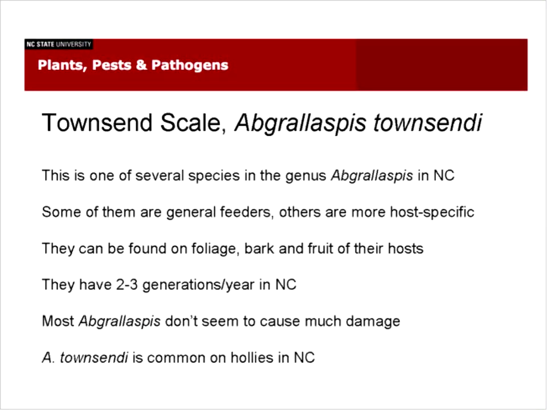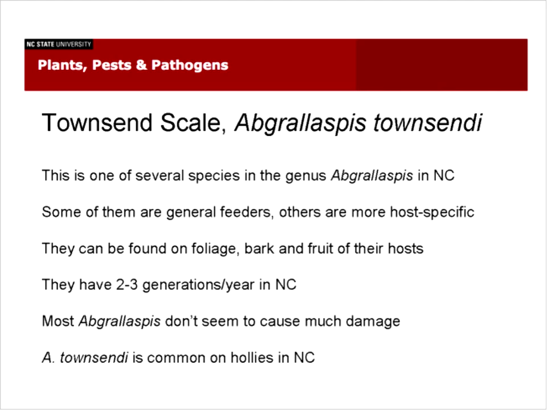Another common species on hollies, the one that doesn't usually seem to cause much damage, is the Townsend scale, Abgrallaspis townsendi. We have several species in this genus here in North Carolina. They all look rather similar to each other in general appearance. We need to mount the body of the living scale on a slide and put it under high power of a compound scope to identify the different species for certain.